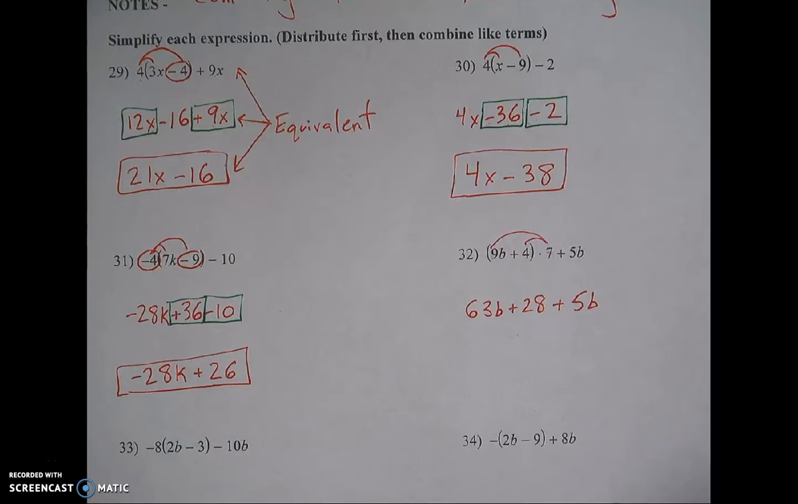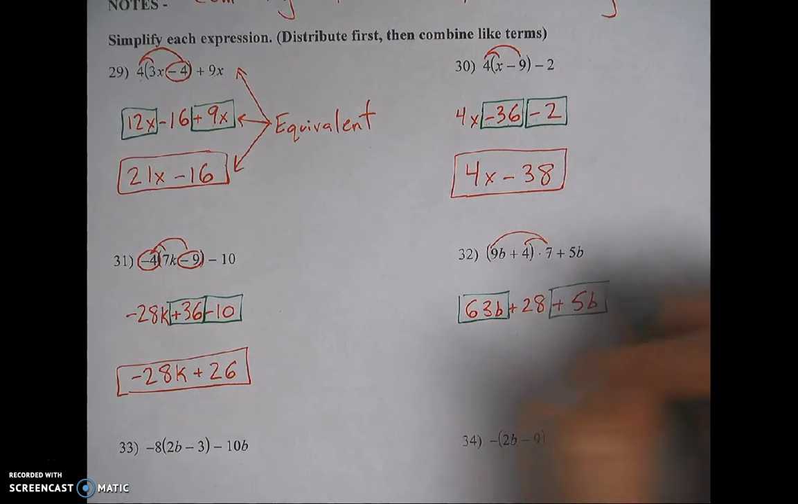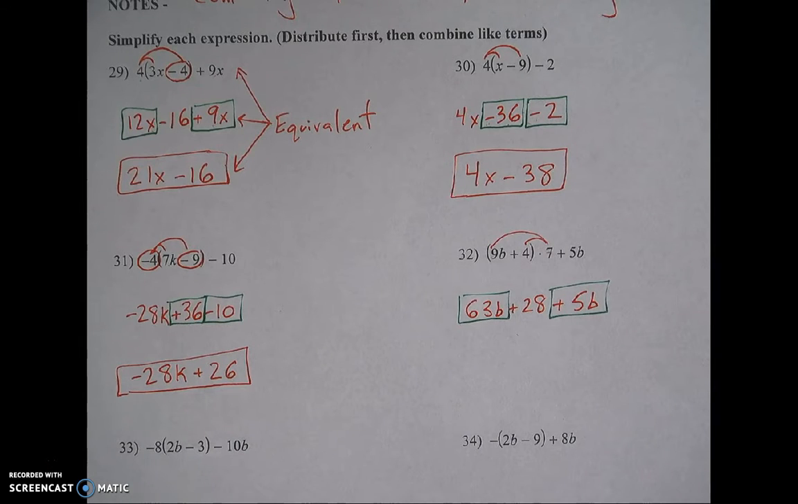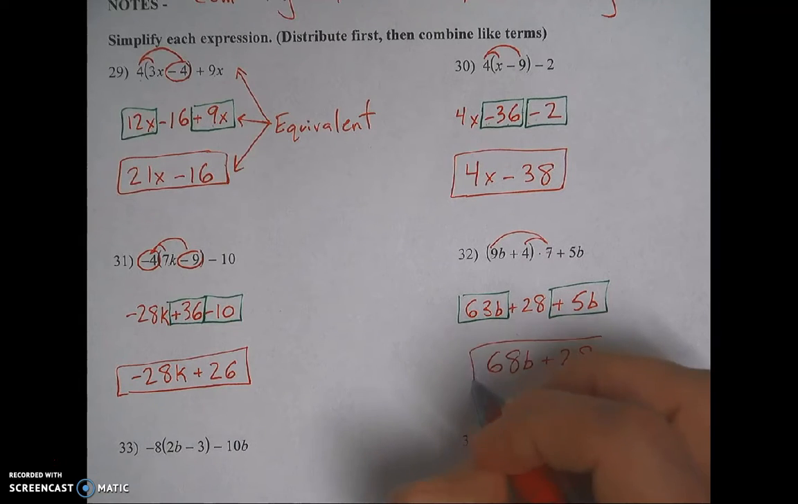So in this problem, the variable b has 2 terms, so I can combine those. So a 63 and a 5 is a 68b, and the plus 28 is all on its own, nothing like it, so it will just come to our final answer.